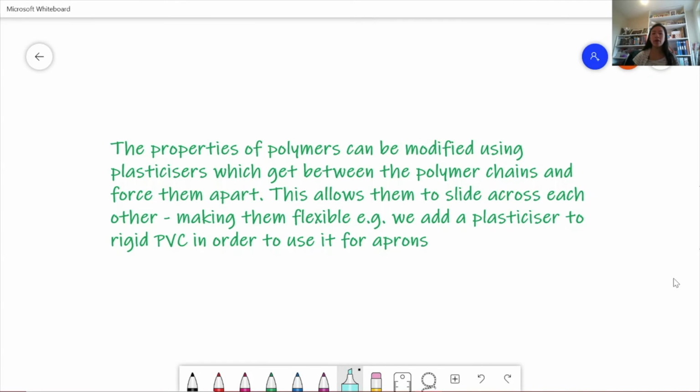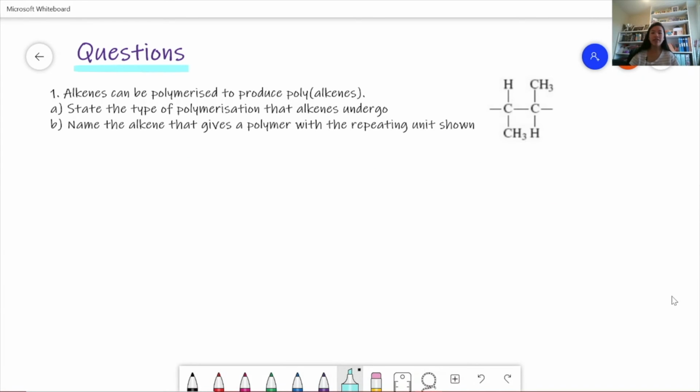We also need to know about plasticizers. So the properties of polymers can be modified using these plasticizers, which get between the polymer chains and force them apart. And this allows the polymer chains to slide across each other, and this makes them flexible. So for example, we add plasticizer to PVC, which is normally rigid, in order to use it as a material for aprons. Now we're going to have a look at some questions.